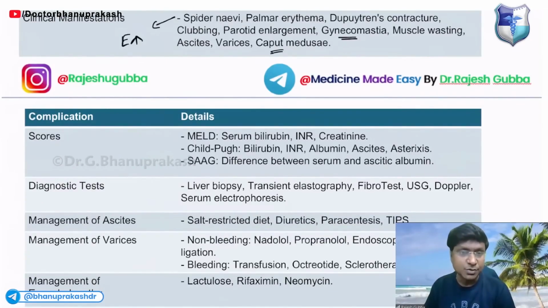Why is there caput medusae? That is another important question that can be asked. Caput medusae occurs mainly because of portal hypertension, and the portal vein has anastomosis with the umbilical veins. Once the portal venous pressure is increased, the umbilical venous pressure is also increased, and that can result in caput medusae. So these are the complications.